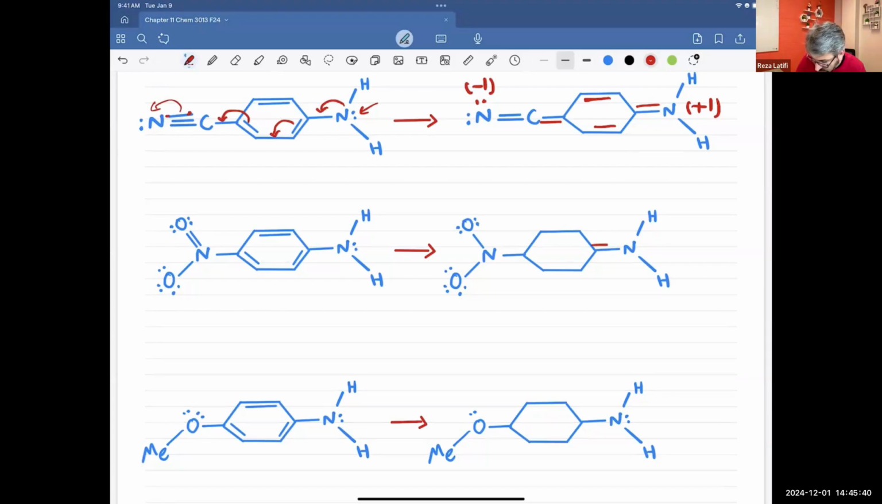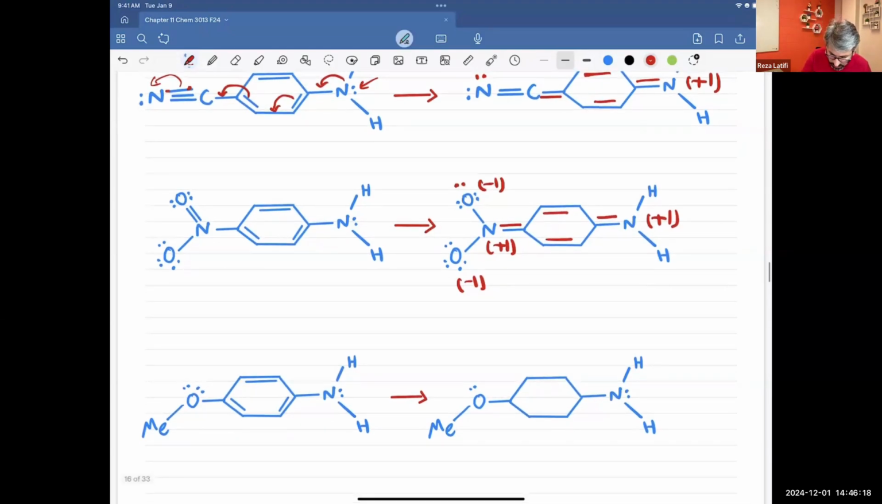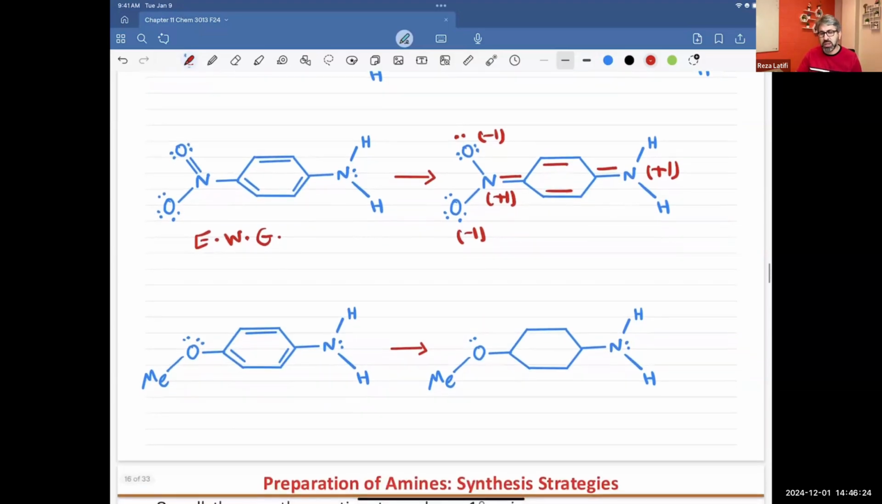The same story applies with this one. Now I'm going to add one lone pair there. This one will be -1, -1, and this one will be +1, and this one also +1. So now my compound has two positive charges and two negative charges, and it's neutral, but the lone pair is not sitting on nitrogen anymore. So nitrogen is not going to behave as a base anymore because we gave the electron density to oxygen. These two are electron withdrawing groups, so as you see, they drop the electron density on nitrogen.